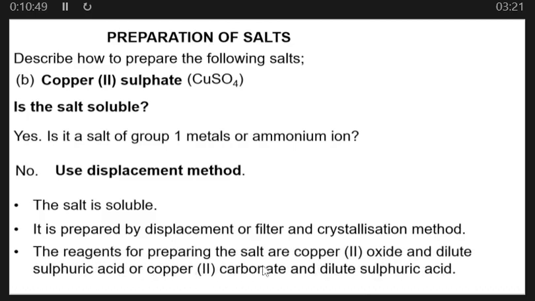Then about the reagents for preparing the salt are copper 2 oxide and dilute sulfuric acid, or copper 2 carbonate and dilute sulfuric acid. So you have seen we have selected an insoluble base, copper 2 oxide, which must provide this copper here, and then dilute sulfuric acid, which must provide the sulfate here. We can also use these. Copper 2 carbonate can provide the copper, and then the same dilute sulfuric acid, which must provide the sulfate.